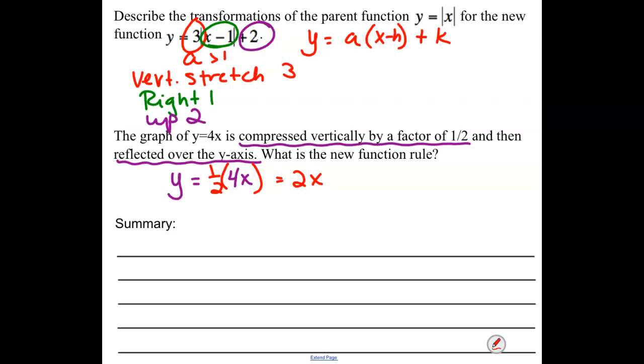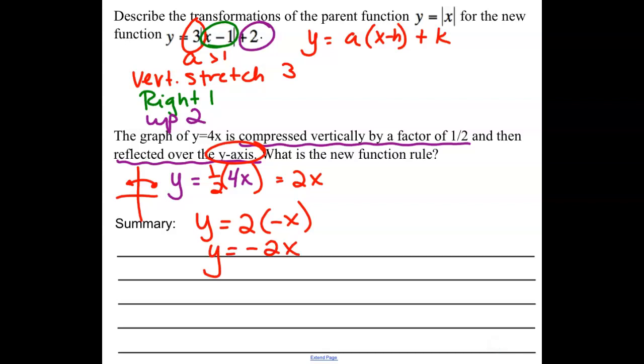Then we're going to reflect it over the y-axis. Remember that reflections change the opposite variable. So if we're reflecting over the y-axis, taking a point here and reflecting it over to there, it's the x value that changes. So we're going to have to change our x value. So instead of x, we're going to have the opposite of it, which gives me the new equation y equals negative 2x. That would be compressed and then reflected over the y-axis.